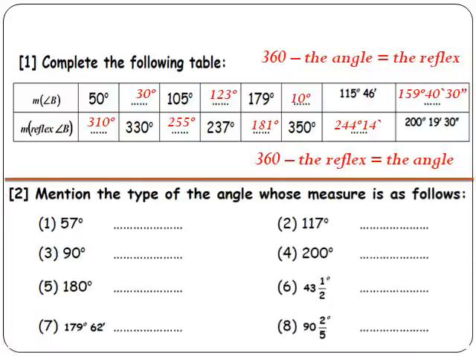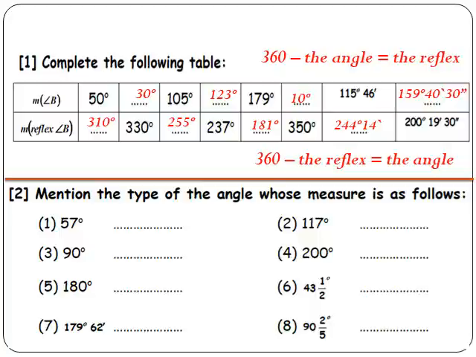Let's take an example. Mention the type of angle whose measure is as follows. Mister, he wants the type of angle. Do you remember how many types we talked about before? First, zero angle. Its measure is equal to 0. Next, acute angle. Yes, wonderful. Its measure is more than 0 and less than 90. After that, right angle.